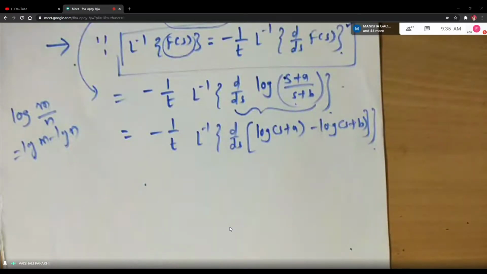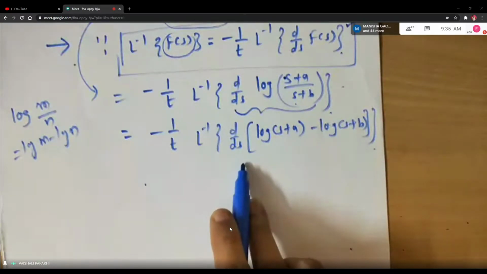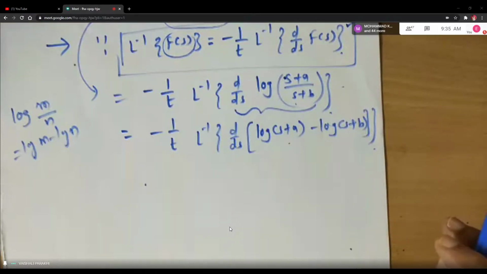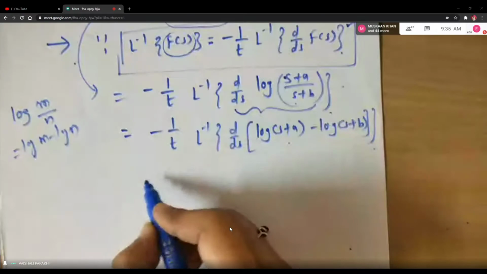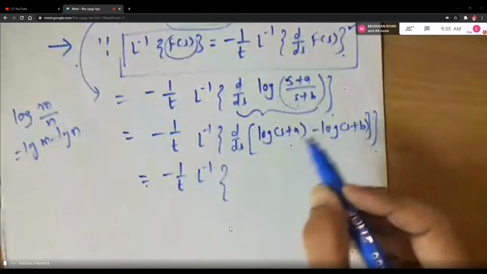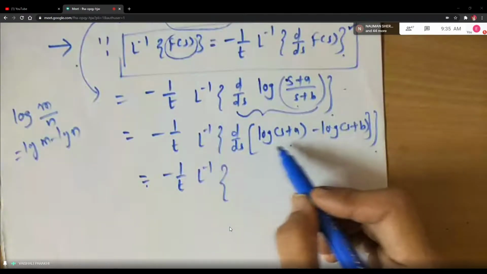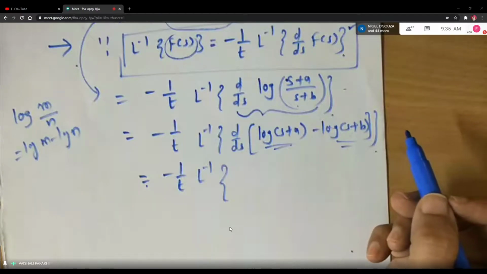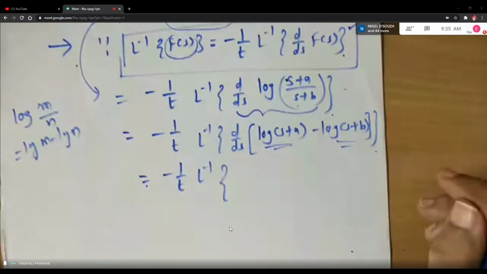Any doubt at this step? Everything else I have kept the same. Log of numerator minus log of denominator. Okay. Now, minus 1 by t as it is, L inverse as it is. Now I want to write derivative of the first term minus derivative of the second term. What is the derivative of log x?